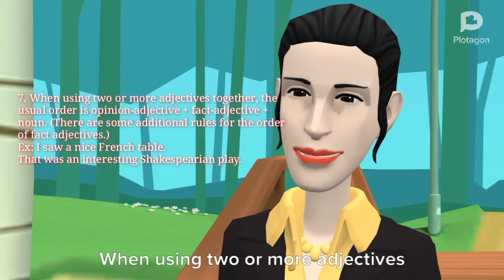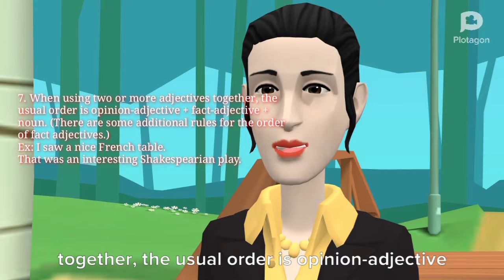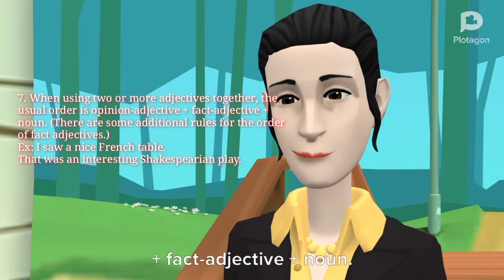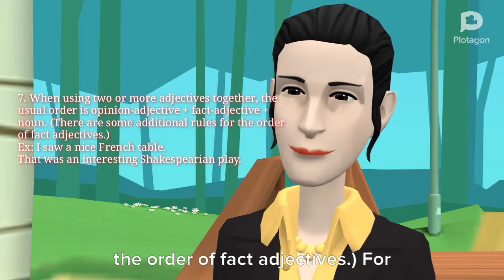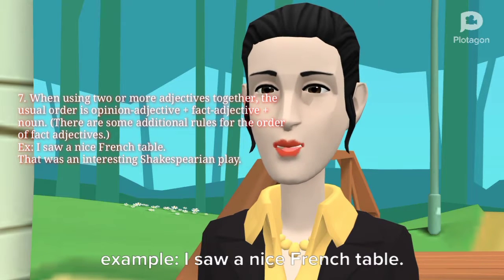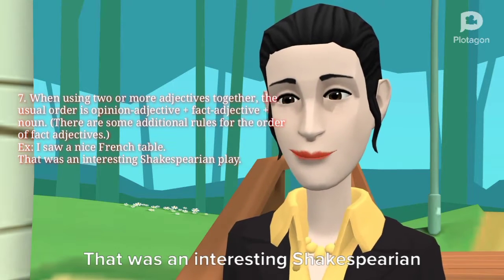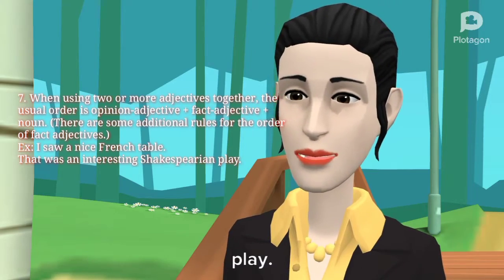7. When using two or more adjectives together, the usual order is opinion adjective plus fact adjective plus noun. There are some additional rules for the order of fact adjectives. For example, I saw a nice French table. That was an interesting Shakespearean play.